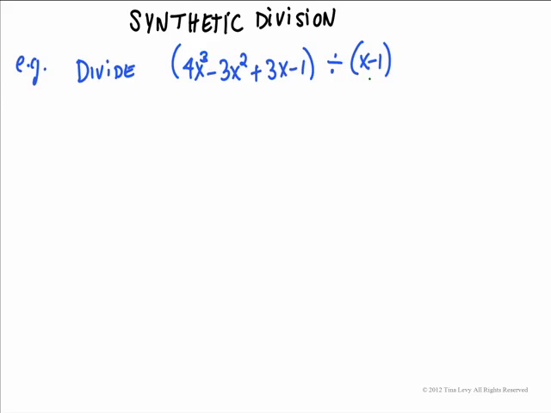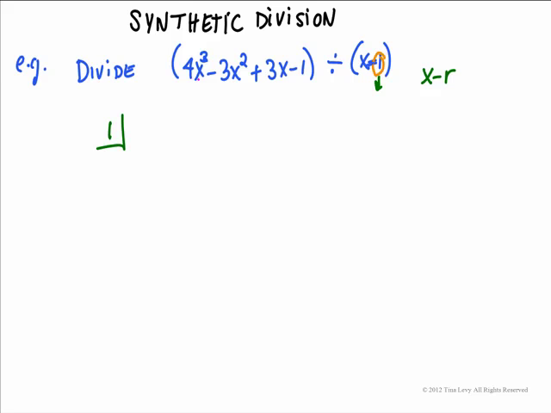We write the divisor, in this case it's x minus 1, as x minus r. And whatever that r value is, not including the minus in front, that's going to go in here. So we're going to set this up with coefficients. In this case, the r value is 1, because it's x minus the 1 is there. So we've got the x minus the 1.